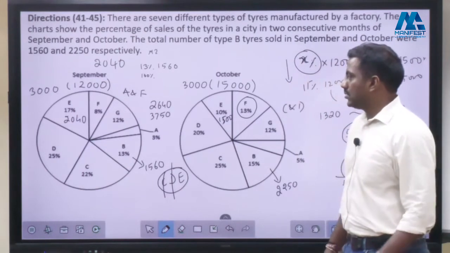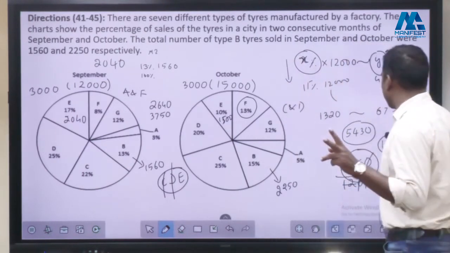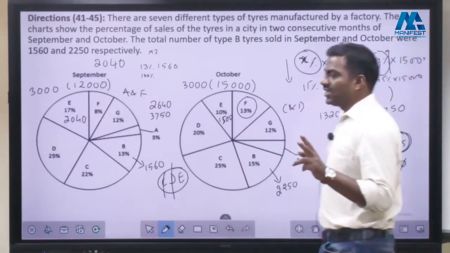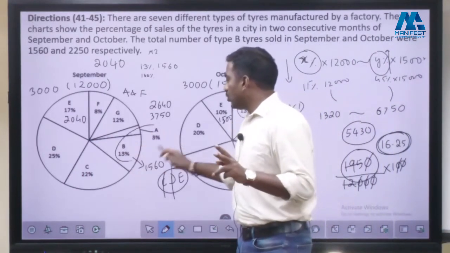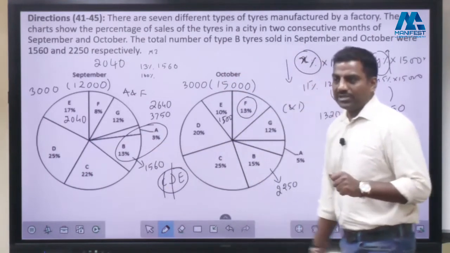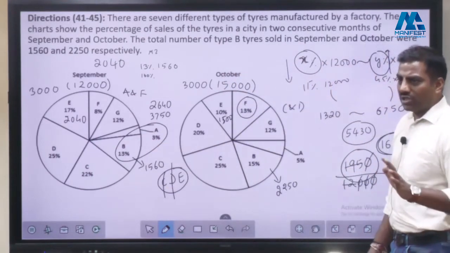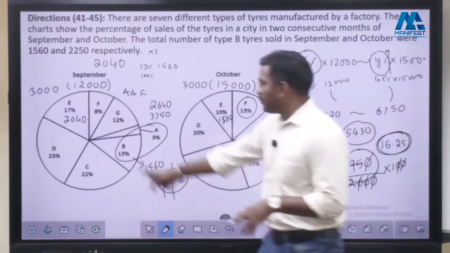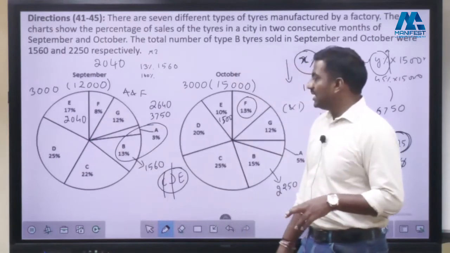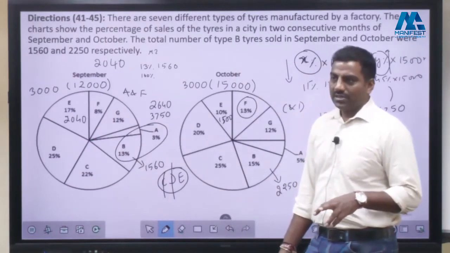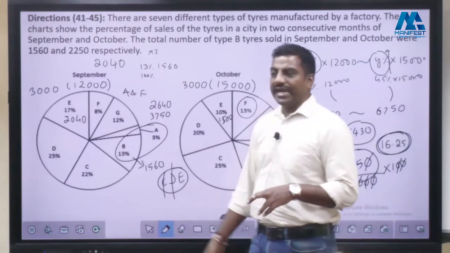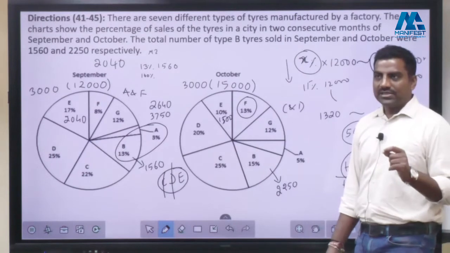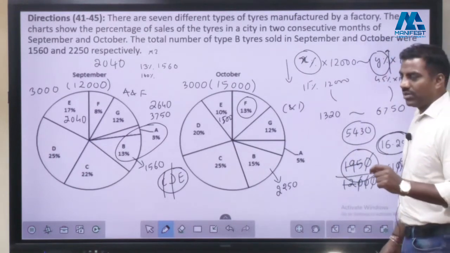But you have to select what? Two companies together should contribute 16.25. Which two companies are closer? A and B together, that is 16%. Approximately, they have told approximately. Yeah, 17 is also fine, but for 17 only one company is there. Two companies you cannot club for 17%. For 16% you can club, that is A and B. Yeah, this is one of the tougher questions. Okay, fine.